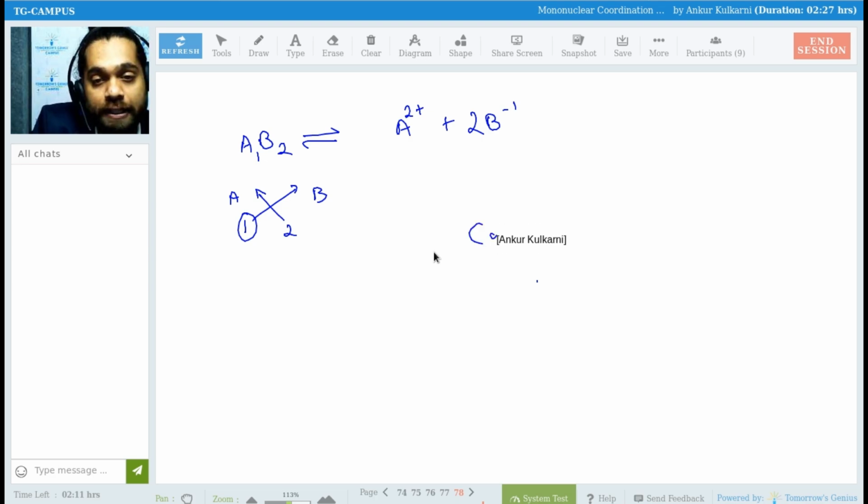Similarly, suppose I have CaCl2. Same example. What will be the charge on Ca? What will be the charge on Cl? Quick. Let me check if you have got it.